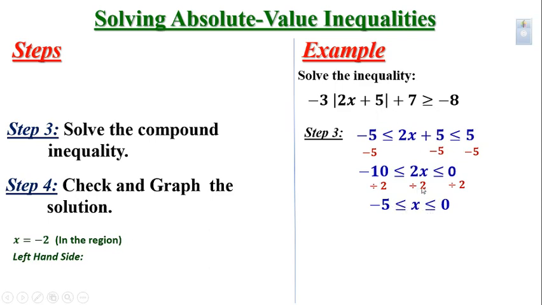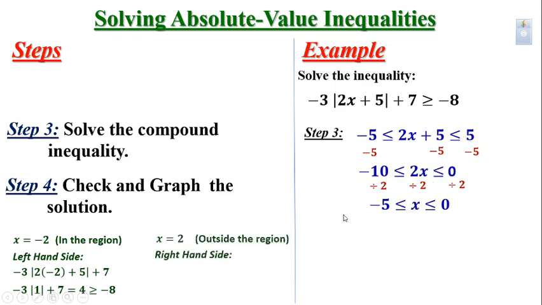We try -2. -2 on the left side of the inequality is -3 times the absolute value of 2 times -2 plus 5, and then that quantity plus 7. 2 times -2 plus 5 is 1. So the absolute value of 1 is 1. 1 times -3 is -3. -3 plus 7 is 4, and 4 is definitely greater than or equal to -8. So a number in the region works.